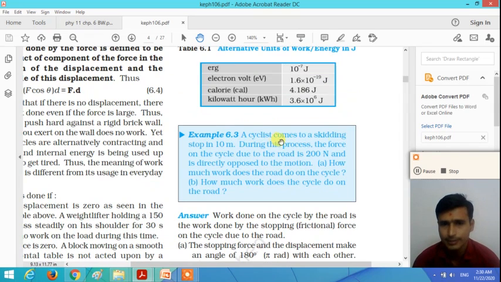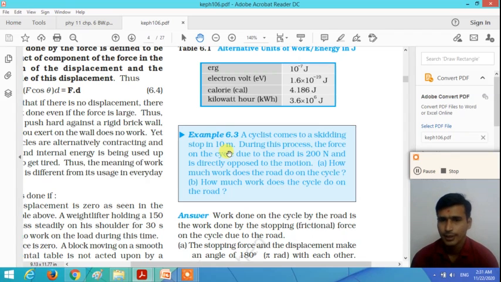A cyclist comes to a skidding stop in 10 meters. During this process, the force on the cycle due to the road is 200 Newton and directly opposed to the motion. How much work does the road do on the cycle, and how much work does the cycle do on the road? So the cyclist comes to a skidding stop in 10 meters. That means the displacement is 10 meters.